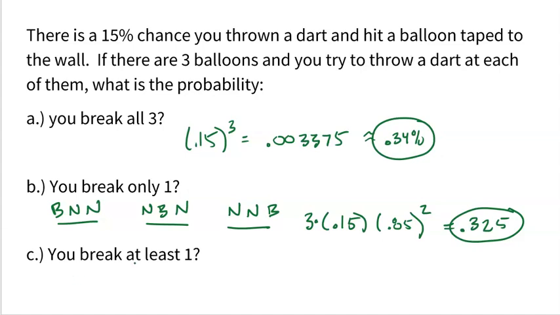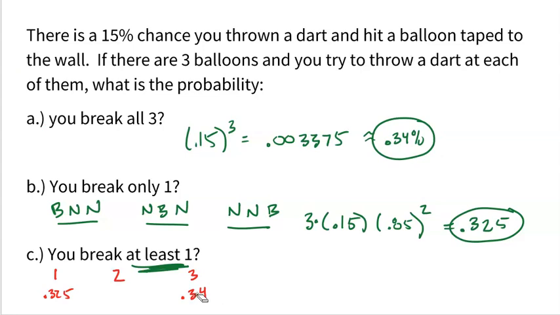All right, you break at least 1. Okay, be careful with the word at least. At least 1 means 1 or more. So this means I break 1 balloon. Now, we just found the probability of breaking 1 balloon, 0.325. This means I break 2 balloons. I haven't found that probability yet. Or I break all 3 balloons. Well, okay, I have found the probability I break all 3 balloons, 0.34.